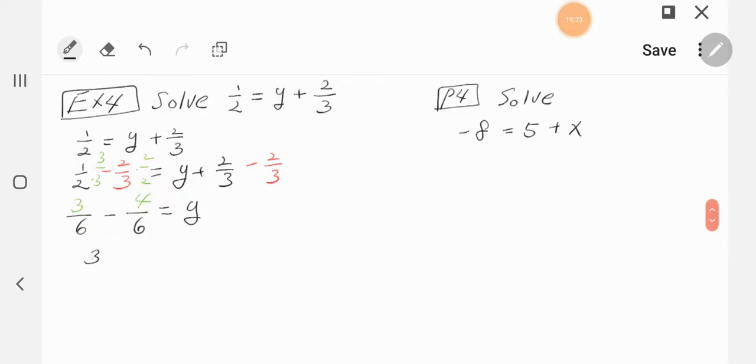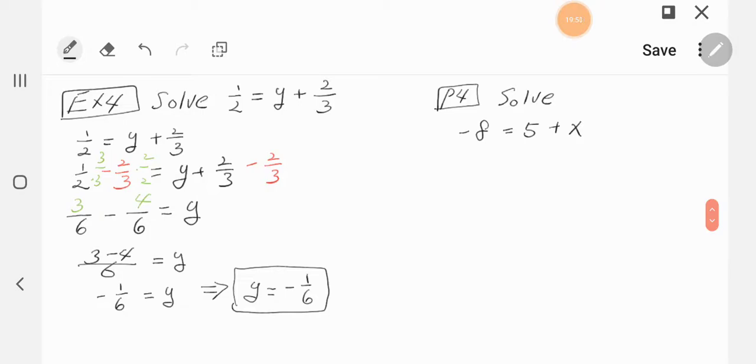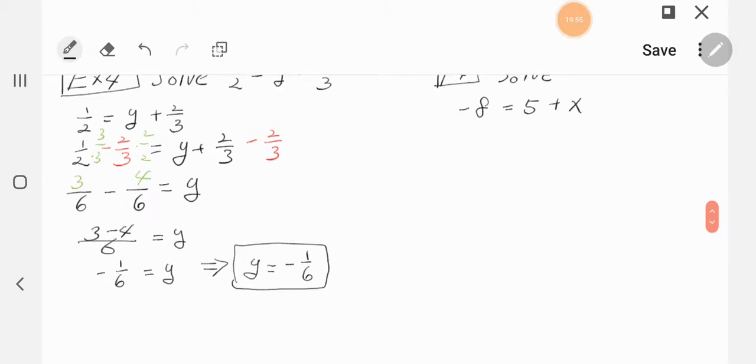So the numerator is 3 minus 4 over 6, which is equal to y. Then this is negative 1 over 6 equals y. Usually when the variable is on the right side, we interchange the sides. So the right side becomes the left-hand side, and the left-hand side becomes the right side of the equation. So y is equal to what? Negative 1/6.